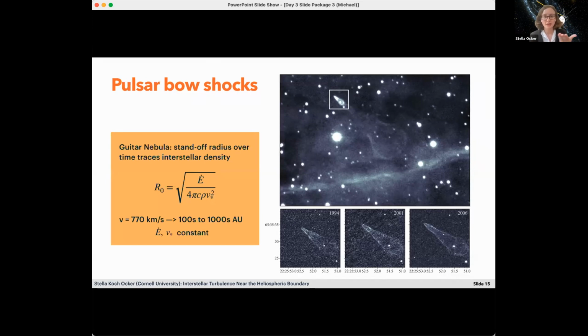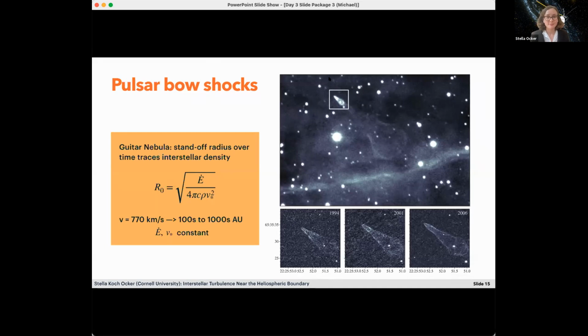So the transverse velocity of this particular pulsar is about 770 kilometers per second, which means that by observing this bow shock over timescales of just a few years, we can resolve density fluctuations over spatial scales of hundreds to thousands of AU, and over long time spans up to a fraction of a parsec.